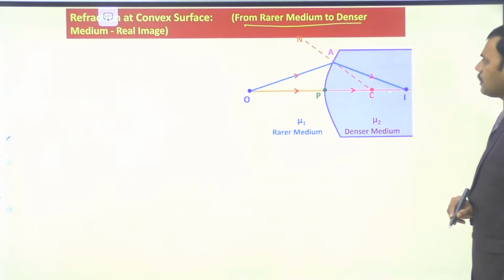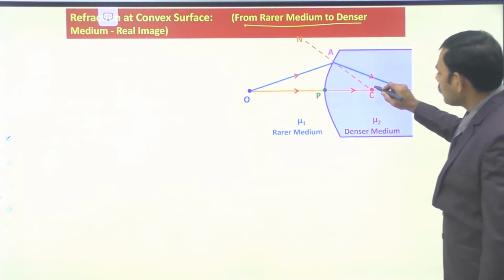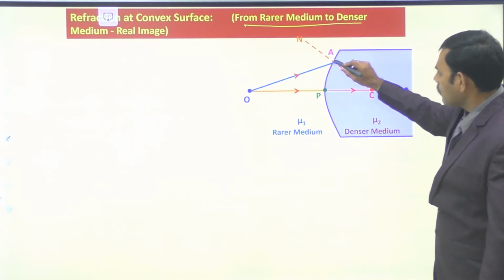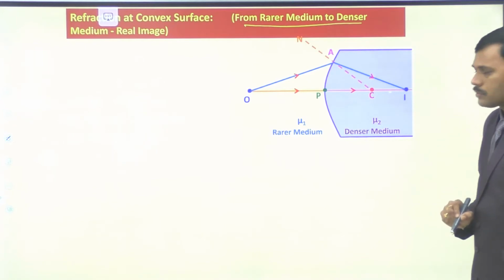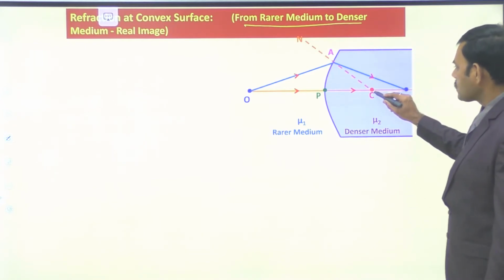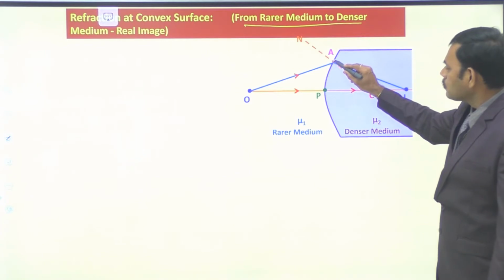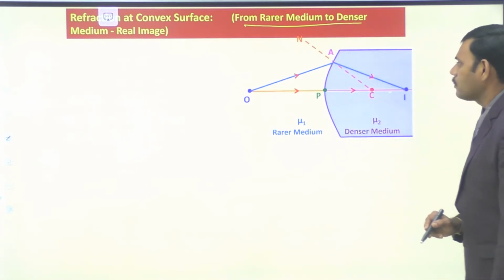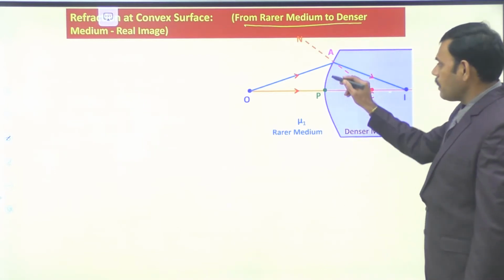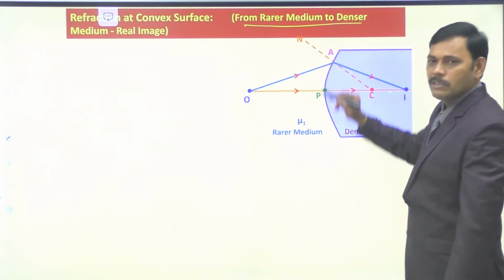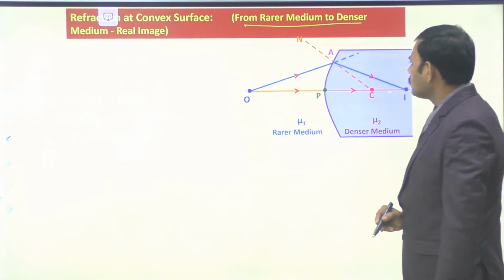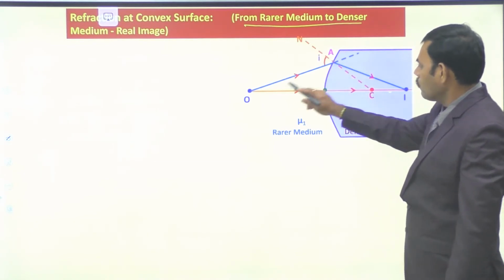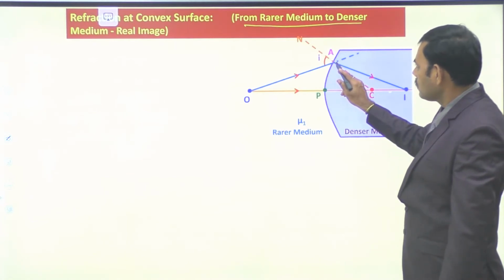So now consider the normal. At this point of incidence, draw a line passing through the center of curvature and the point of incidence. This is the line drawn from the center of curvature through the point of incidence. This line is the normal line at the point of incidence. We know that the angle made by the incident light ray with the normal is the angle of incidence. Hence this is i. This is the incident ray. OA is the incident ray.